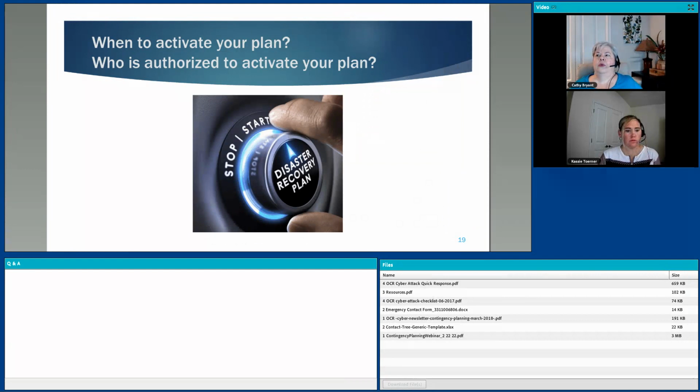It's also really important to know not only when to activate your plan, but who is authorized to actually activate the plan. You want to probably limit that to a couple of key staff members.